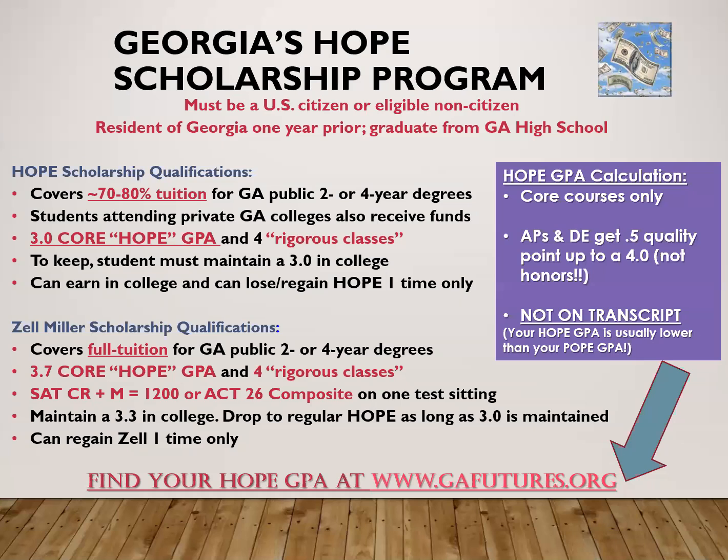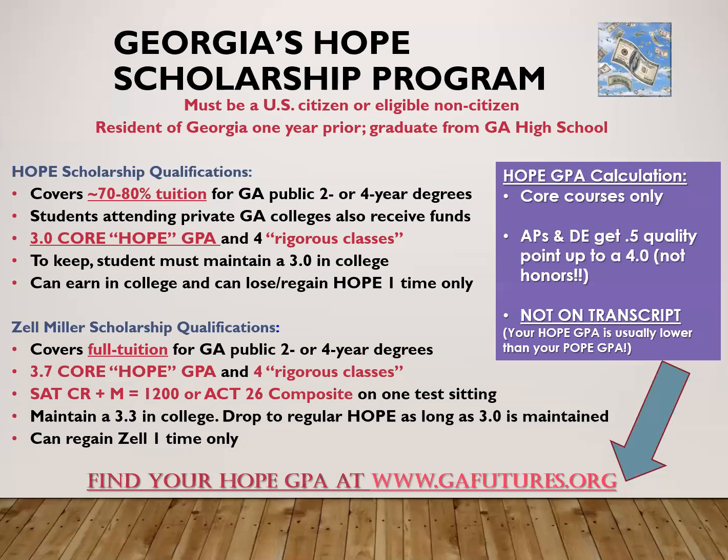And you also have to have an SAT score of a 1200 or a 26 on the ACT. Currently, that is still in place. Even though COVID has kind of shaken our whole world, they are still maintaining the test scores. They've just given students the ability to submit their test scores a little bit later. For that, you have to keep a 3.3 in college, and it'll drop down to regular Hope as long as you keep a 3.0. So you can find your Hope GPA at gafutures.org.